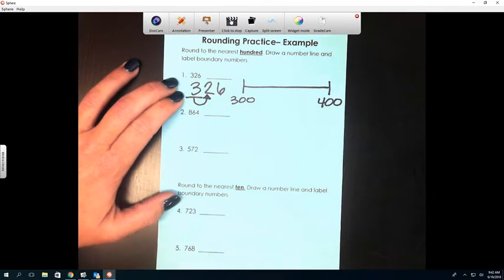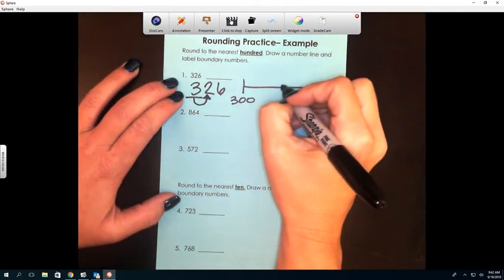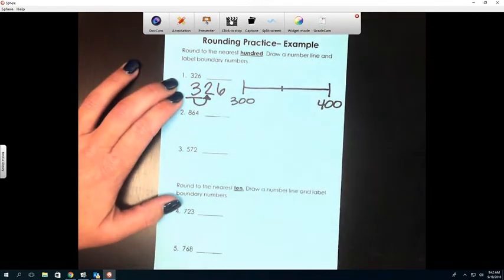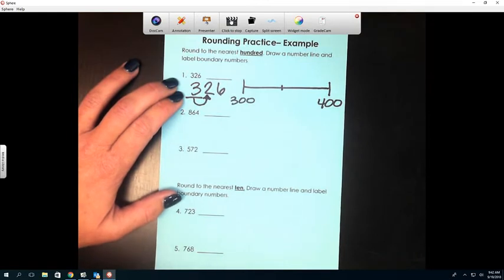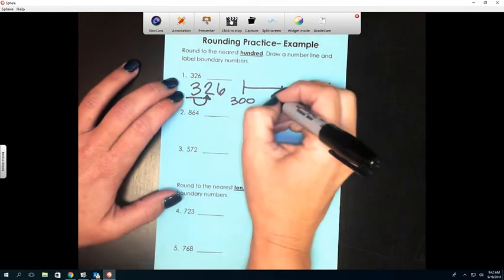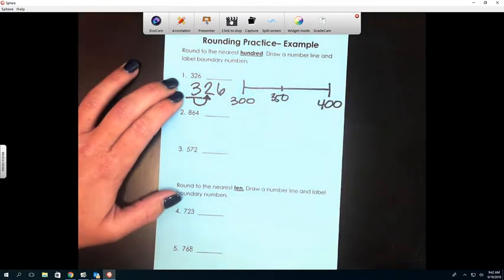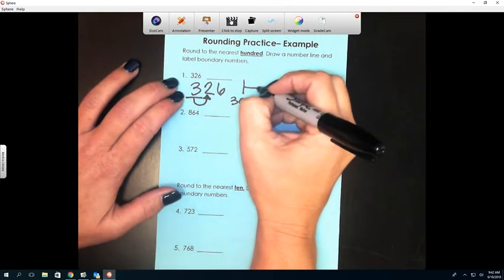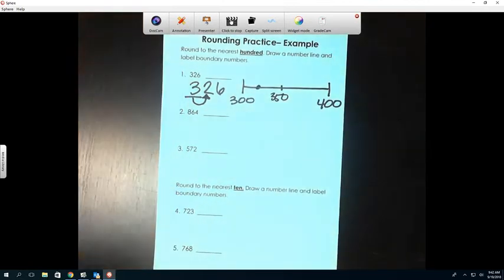Okay, I also know that this would be the midpoint, and half of 100 is 50, so this midpoint would be what? 350. Good job. 350. Okay, so if I were to kind of plot this on my number line, it would be maybe somewhere out right here. It's not exact. Okay, so now I can see it. I have my boundary numbers, I have my midpoint, I kind of see where that number is on the number line and where it falls.